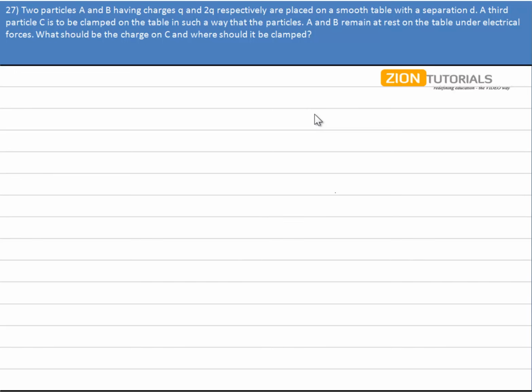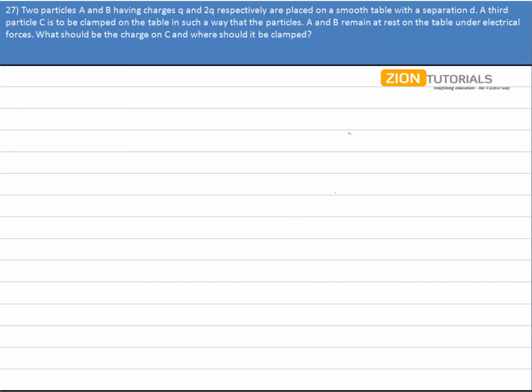Two particles A and B having charge Q and 2Q respectively are placed on a smooth table with a separation D. A third particle C is to be clamped on the table in such a way that the particles A and B remain at rest on the table under electrical forces. What should be the charge on C and where it should be clamped?